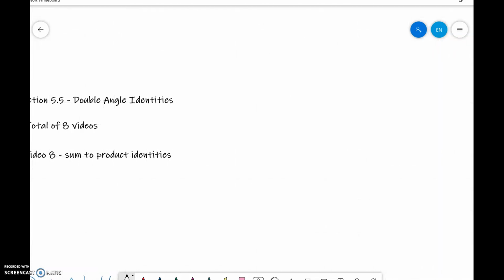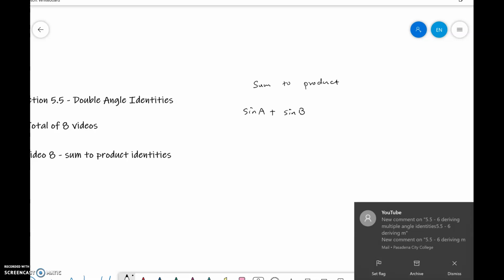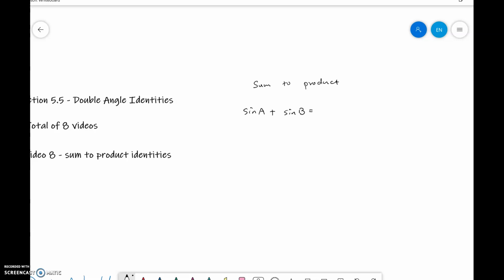That means I have a sum, for example, sine of A plus sine of B. And then the sum will become a product: 2 times sine of A plus B over 2, multiplied by cosine of A minus B over 2. The 2 is not part of the product.